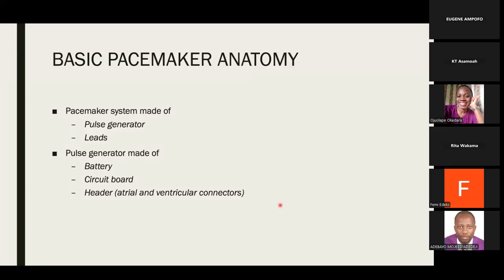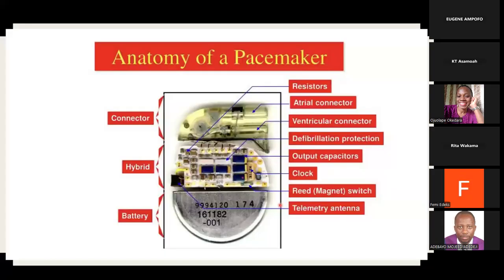The pulse generator is made of three components: the battery, the circuit board, and the header. So here you have the battery down here. What is labeled hybrid here is the circuit board, where all the electronics are. You have the capacitors and resistors in here. And this is the header, or the connector, where the leads are connected. This is the structure of a pacemaker, the same structure you have for a CRT or an ICD.